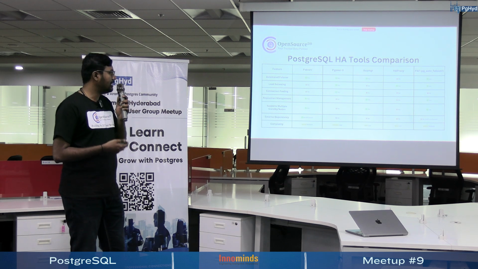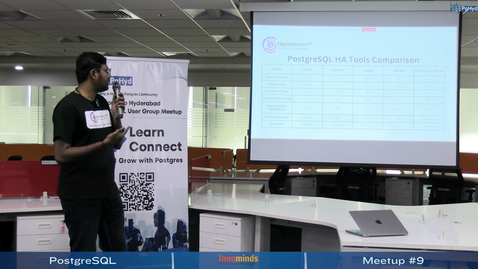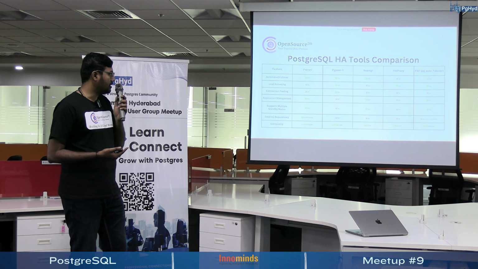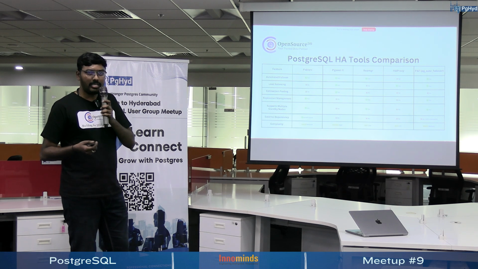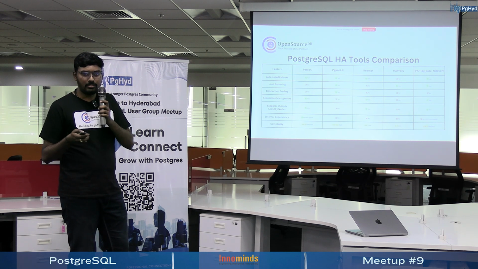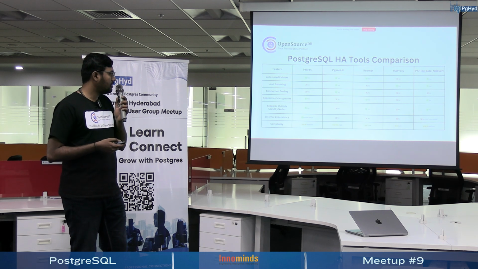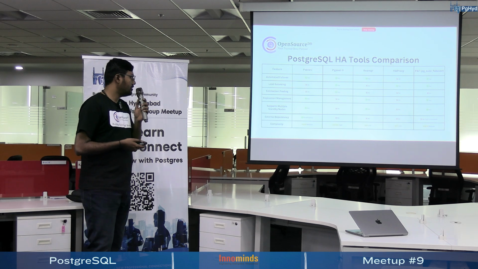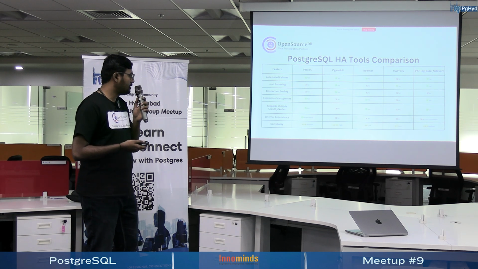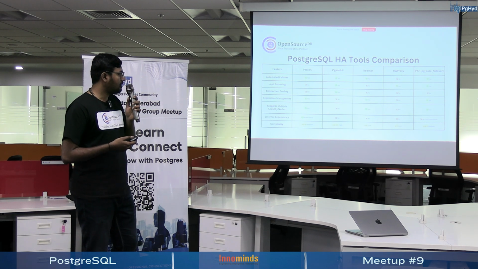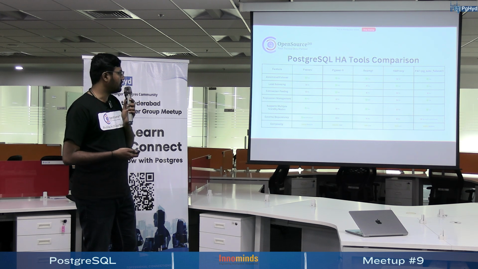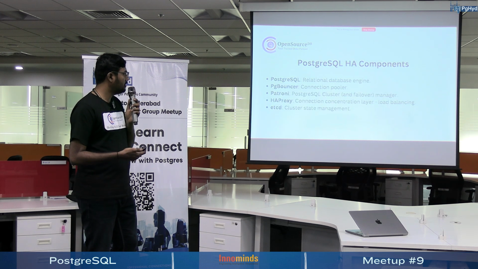And HAProxy is more of a load balancer. It is nothing but routing the load to different nodes. And there is an extension for PostgreSQL, pg_auto_failover, which does most of these things, but it has a single point of failure. That's one of the biggest issues with this.